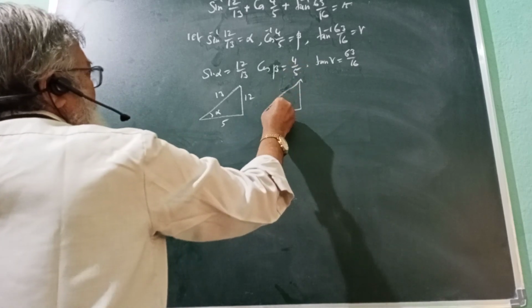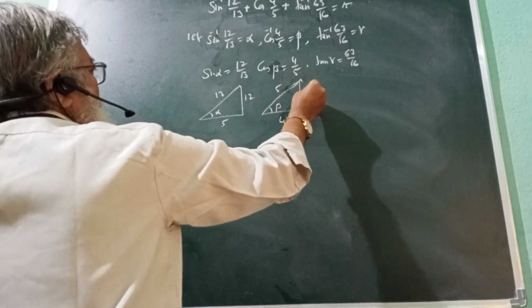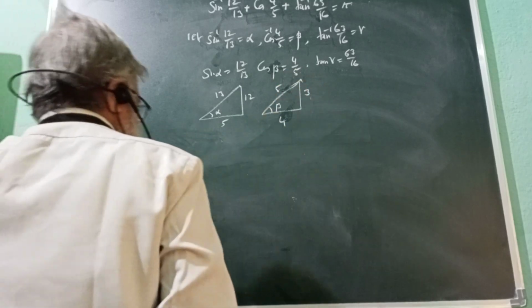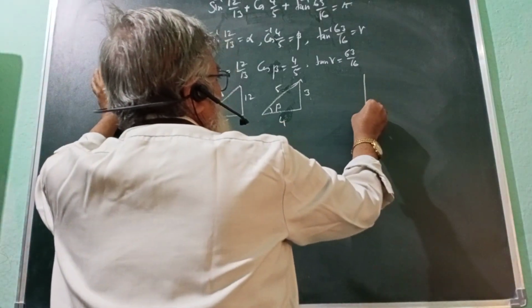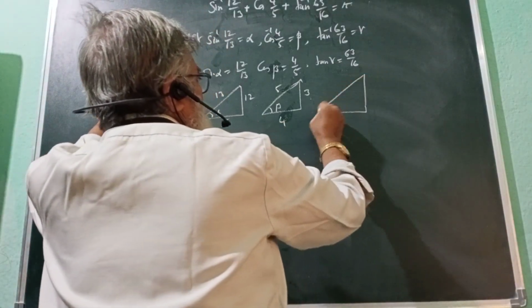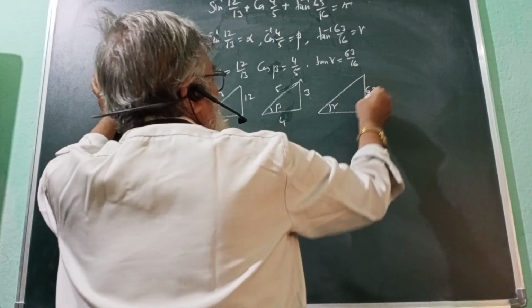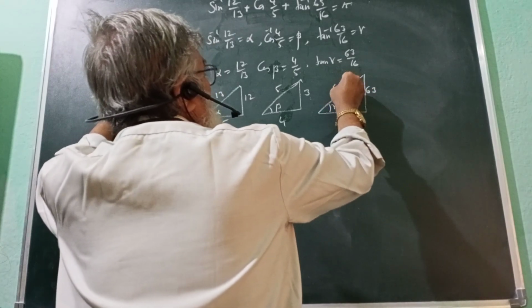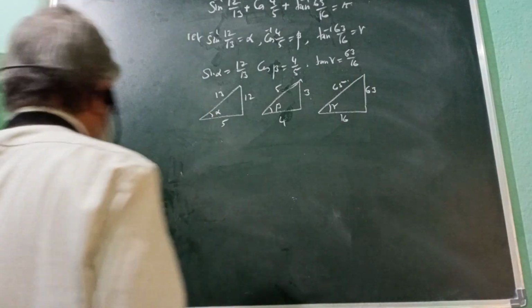It is the beta triangle. It is adjacent side by hypotenuse. By Pythagoras theorem, it must be 3 here. And tan of it is gamma, that is, here gamma is equal to 63 by 16. Again by Pythagoras theorem, it is 65. Now we have all these values.